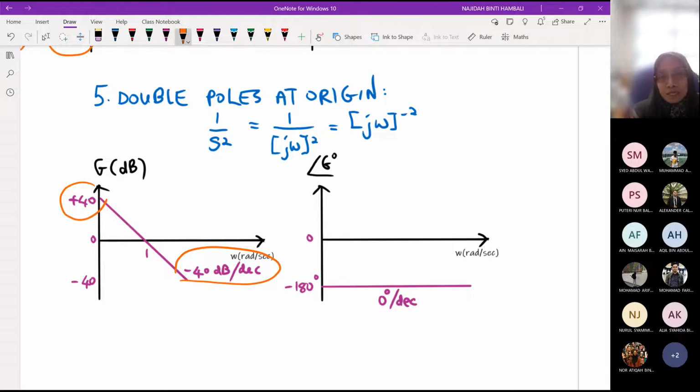Starting point for phase negative 90 degrees becomes negative 180 degrees, while the phase slope is maintained at 0 degrees per decade.